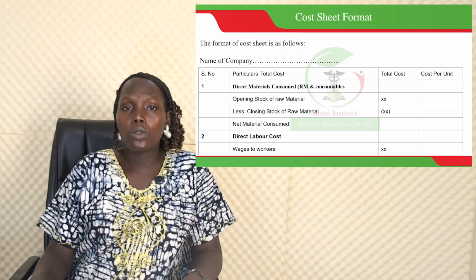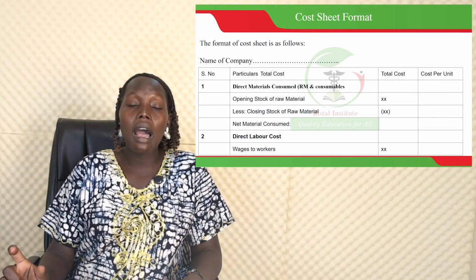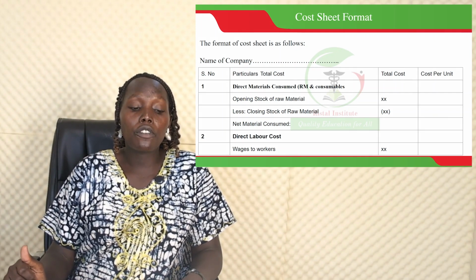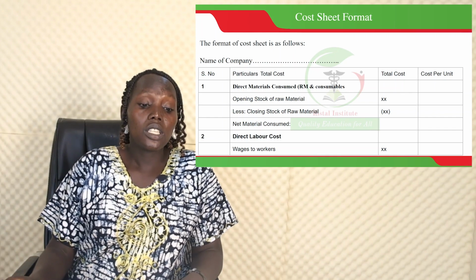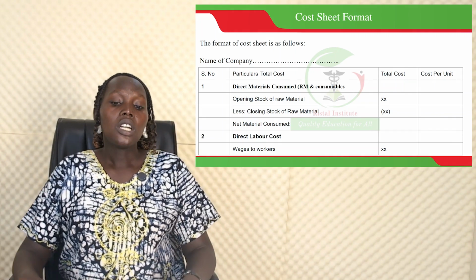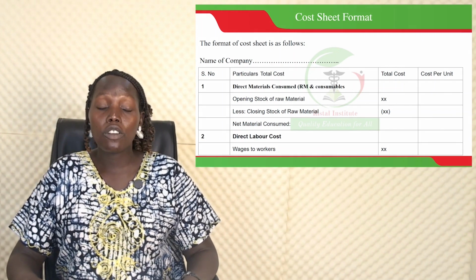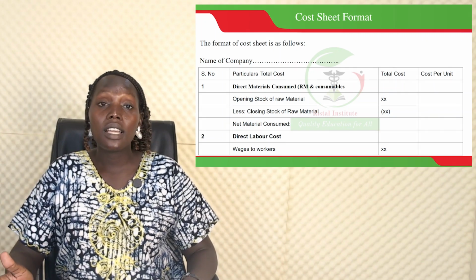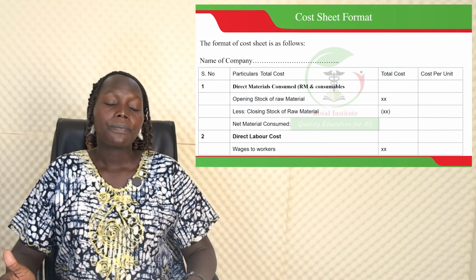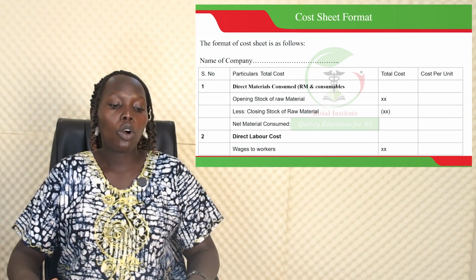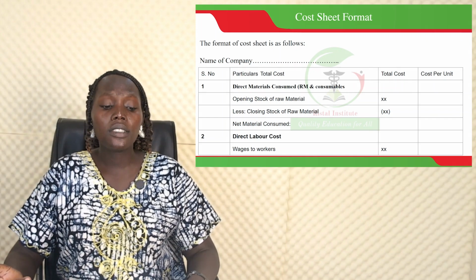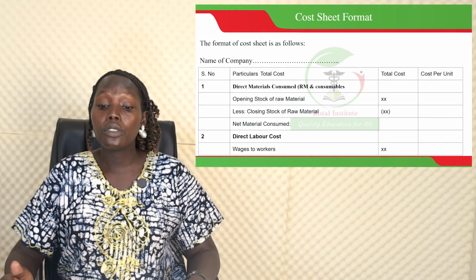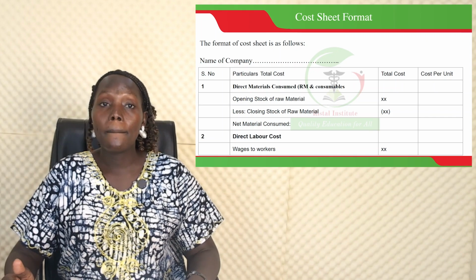So this cost sheet, when you're working on it, it has a format. So let's get to understand the format of coming up with the profit when we are using the cost sheet. The cost sheet is as follows. You have to put the company's name and then the date. Then we have the particulars, and then we also have the total cost and then cost per unit.